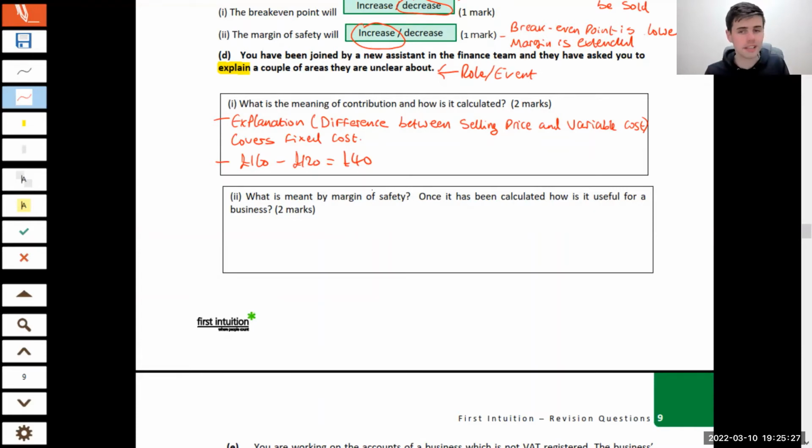Again, quality in your writing. Don't spend an hour writing about the margin of safety and then ignoring the second question because you're not going to get 2 marks, okay? So margin of safety, again, you can just start with a straightforward explanation, can't you?